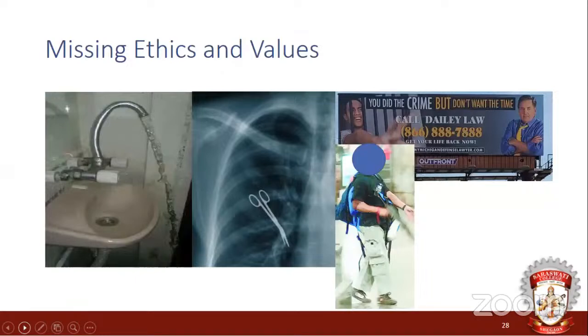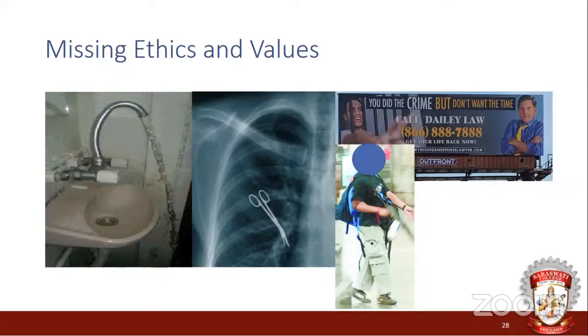Now, why ethics and morals? Why does the Indian knowledge system, Indian culture, place a lot of emphasis on ethics and values along with knowledge? In this picture you will see what missing ethics, missing values, and missing skill lead to. The example on the top right: you have done the crime, but don't waste your time, dial this particular number. If you have done a crime, I'll help you run away from the punishment. Just call this.